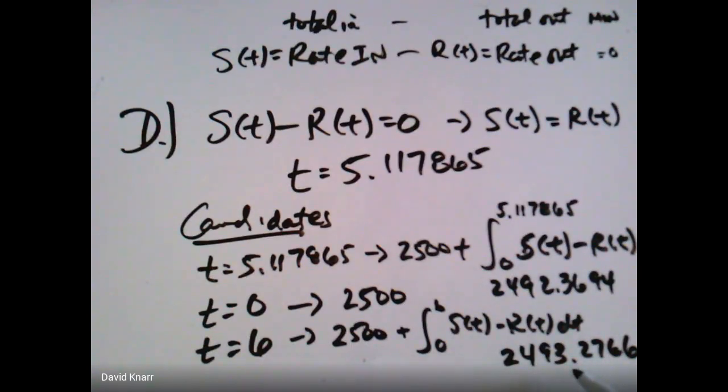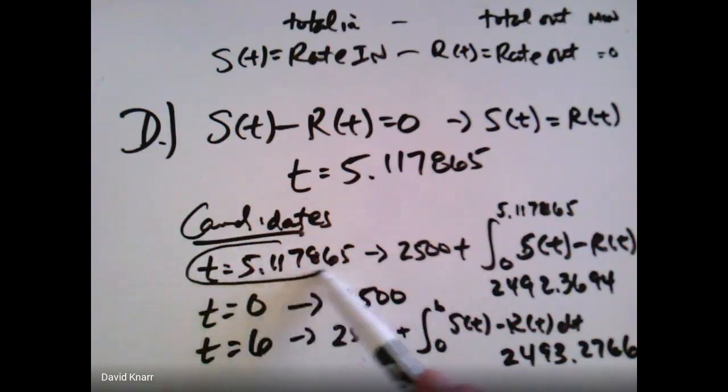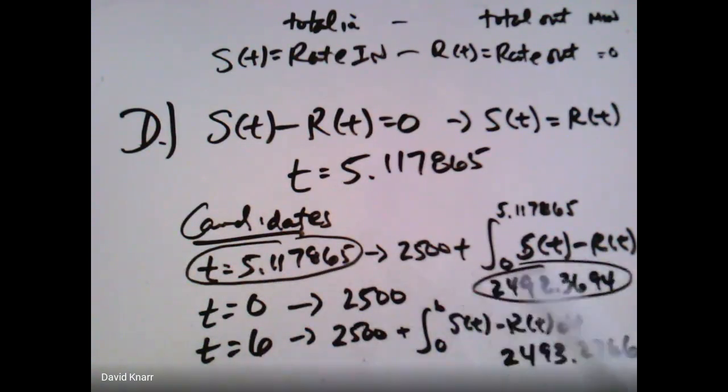Okay, so I'm looking for the minimum. At what time is the amount of sand the minimum? Well, that's at this time. I'm comparing 2492, 2500, 2493. So at this time, it's a minimum. And what is the minimum amount? That amount. Okay, that's my answer. I need them both because that's what it asks you for.